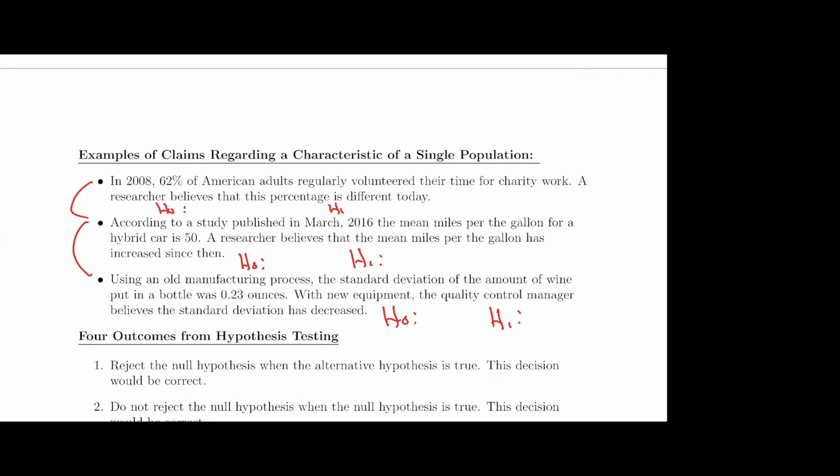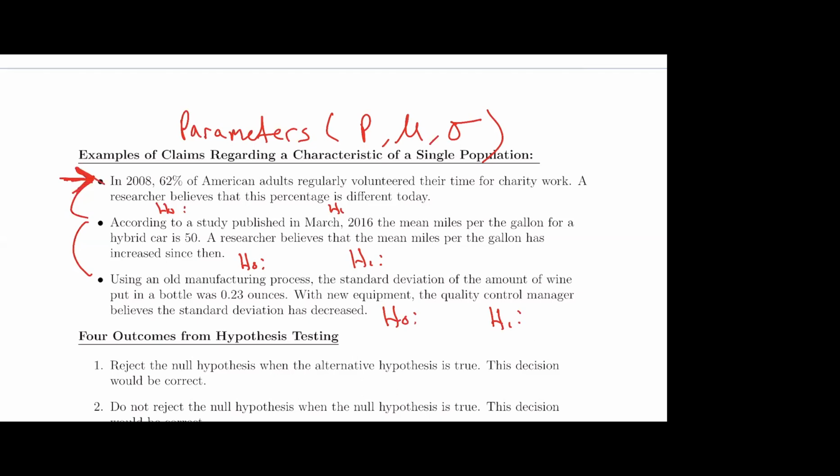Anytime you're reading these types of problems, the first thing you want to do is figure out which parameter we are using. When I'm talking about a parameter, it's going to be either p, mu, or sigma. When I ask you which parameter you think it is, you're going to tell me one of those three. All right, let's do this first one.